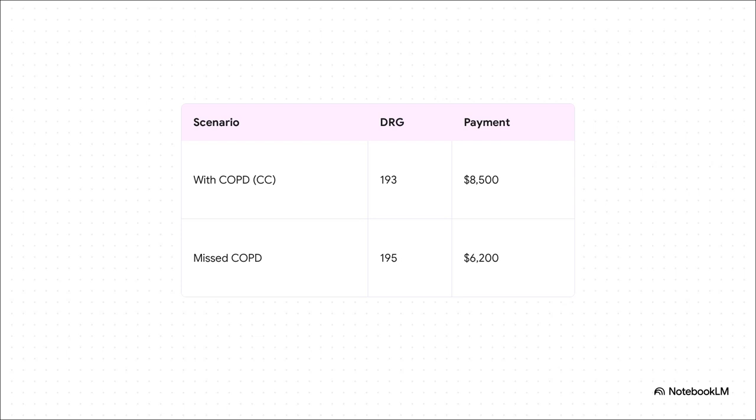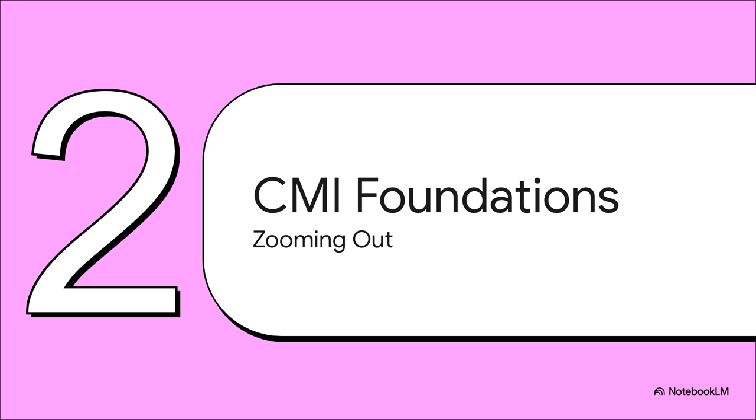But what if the coder just misses that COPD documentation? The DRG plummets to 195, simple pneumonia without CC. The payment drops to $6,200. You guys, missing that single secondary diagnosis just cost the facility $2,300 in lost revenue. For one patient. All right, moving to Section 2, CMI Mathematical Foundations.